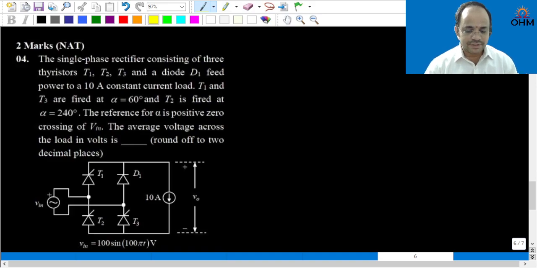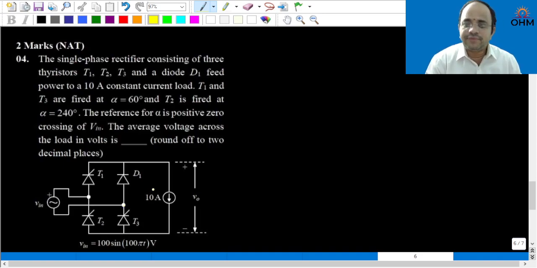Now what is the question here? Find the average voltage across the load in volt. Now if you observe this circuit diagram, T1 and D1 are in common cathode configuration, T2 and T3 are in common anode configuration. So at omega t is equal to alpha, whenever T1 and T3 are triggered, then output voltage will simply follow source voltage. I will show you the waveform also.